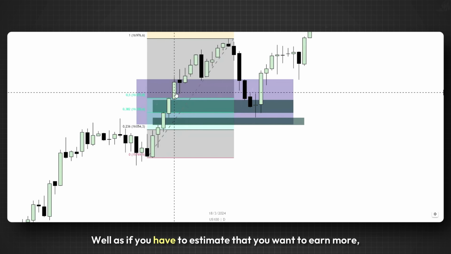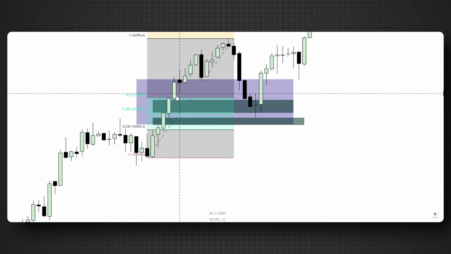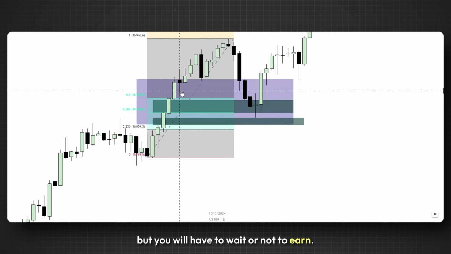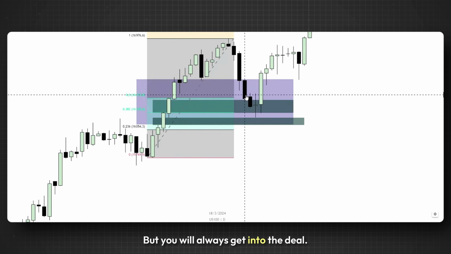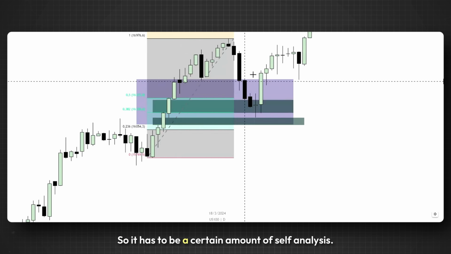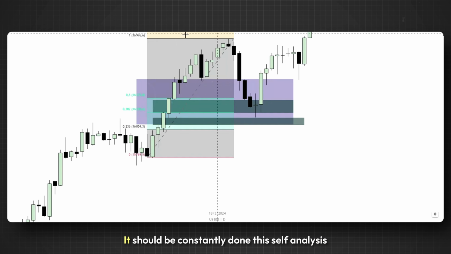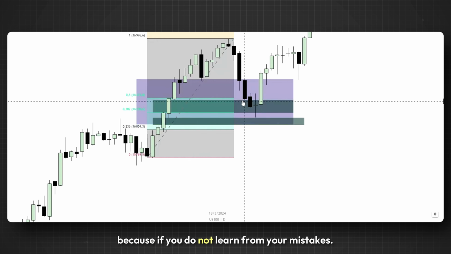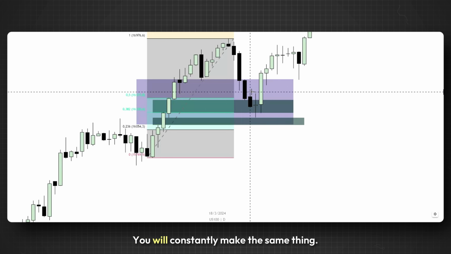Well, you have to estimate that you want to earn more, but you will have to wait, or not to earn, but you will always get into the deal. So it has to be a certain amount of self-analysis. It should be constantly done, this self-analysis, because if you do not learn from your mistakes, you will constantly make the same thing. You're going to be sacrificing all the time.